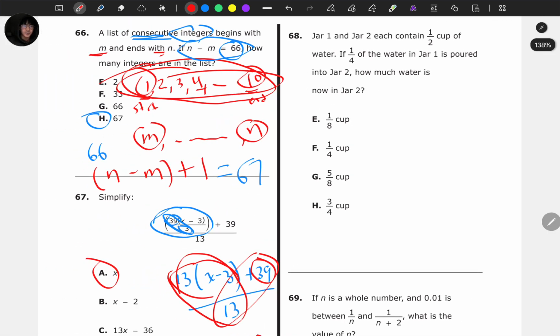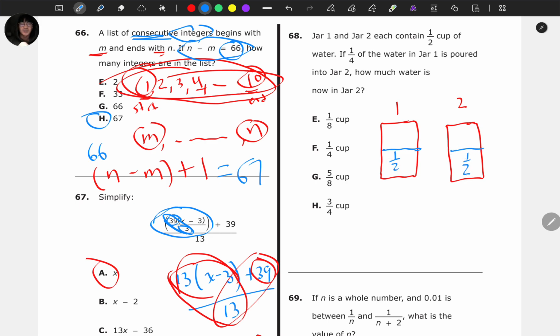Jar 1 and jar 2 each contain half cup of water. Okay, so let's draw a picture for this. So let that be jar 1, and let this be jar 2. Okay, and let's represent the whole rectangle as a whole cup, 1 cup, right? Only half of that's filled, right? So this is half a cup for both of them. Okay, now let's continue reading.